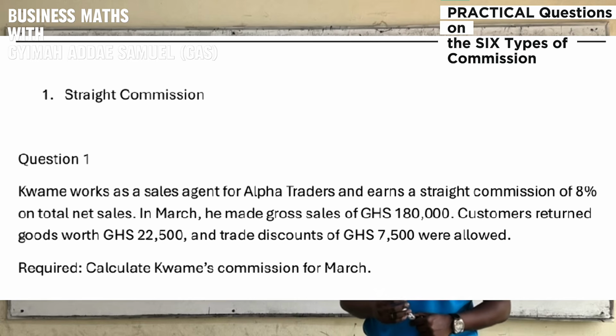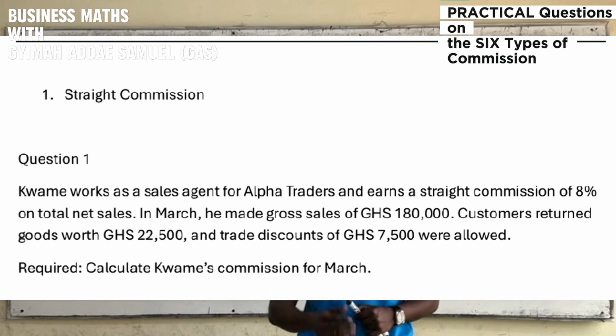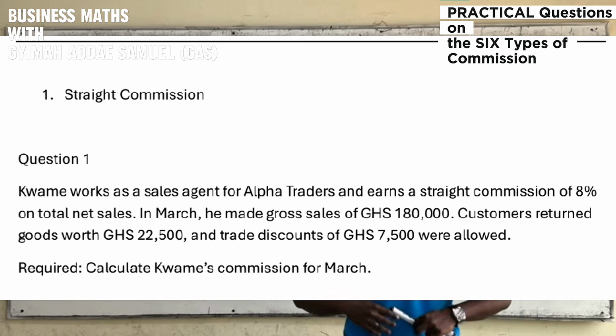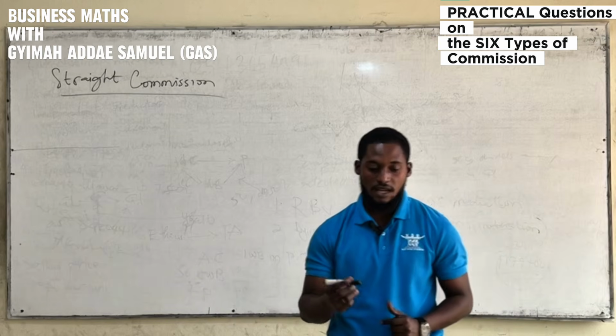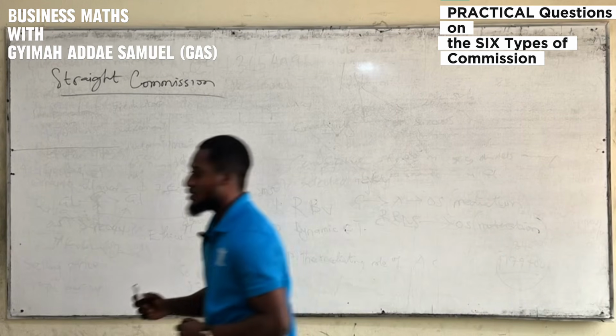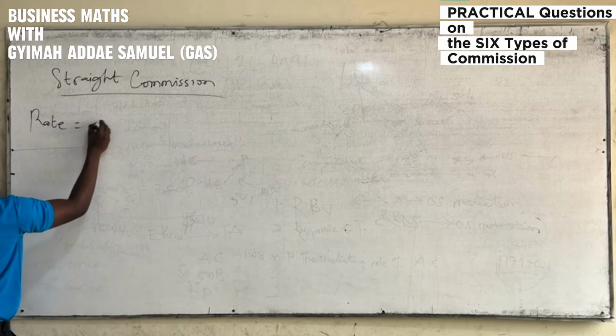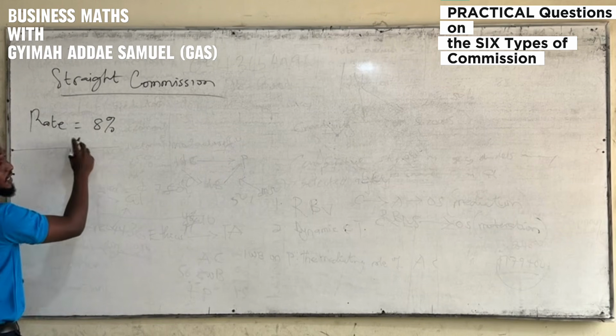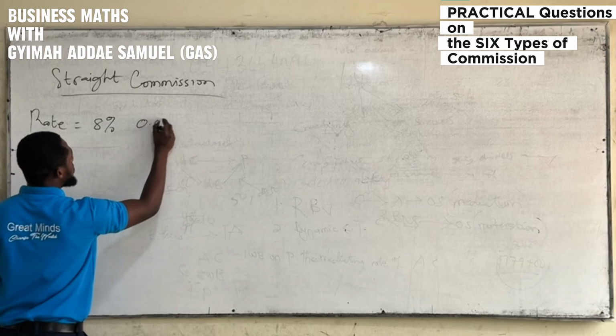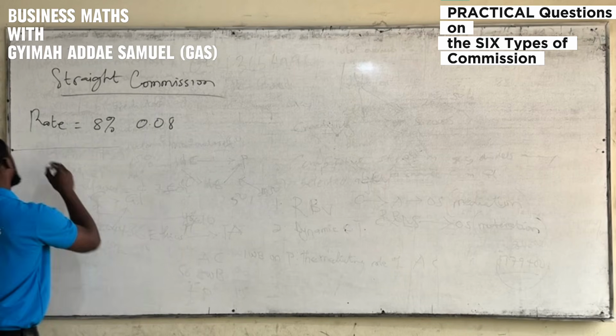So with this question, you first write down your apparatus. You break the question down so that you get the understanding and the freedom to solve the question. So now let's proceed to our rate given in the question. The rate given in the question is 8%. And when you convert 8% to decimals, you get 0.08. Now, sales.